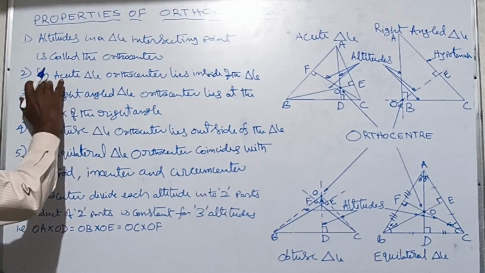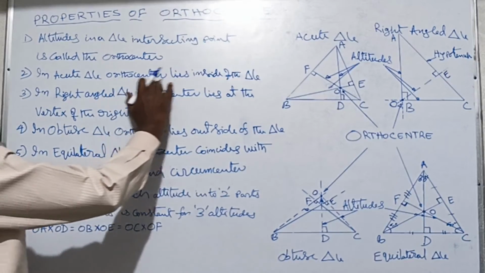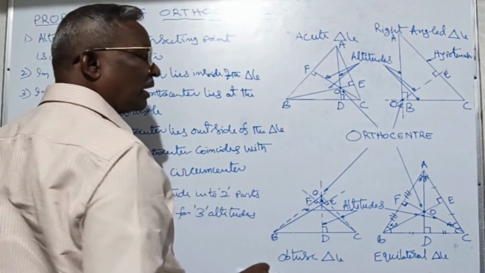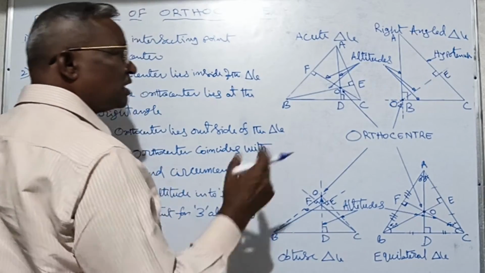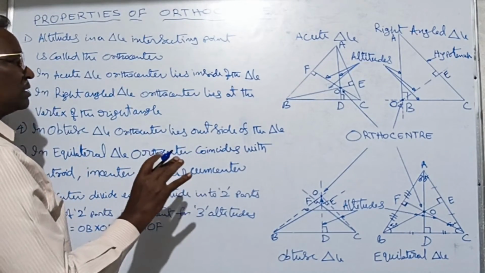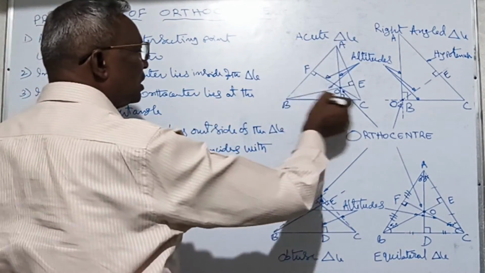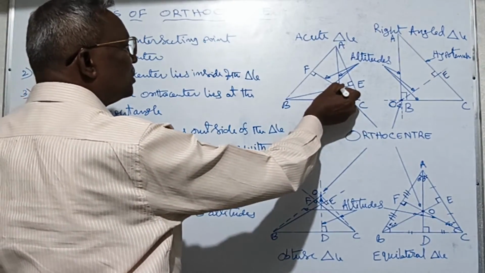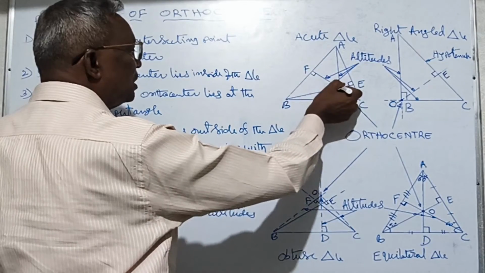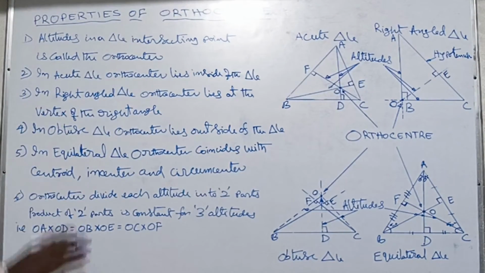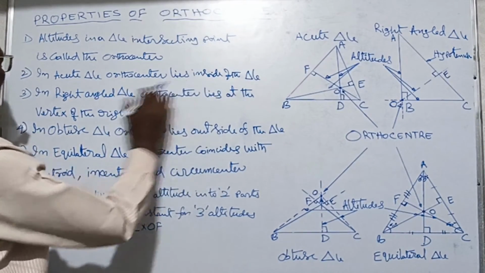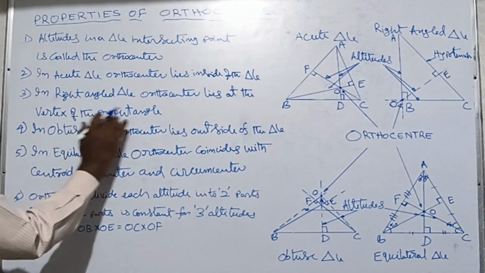Next, in acute angle triangle, orthocenter lies inside of the triangle. Acute angle triangle means each angle is less than 90 degrees in a triangle. In acute angle triangle, orthocenter lies inside of the triangle.